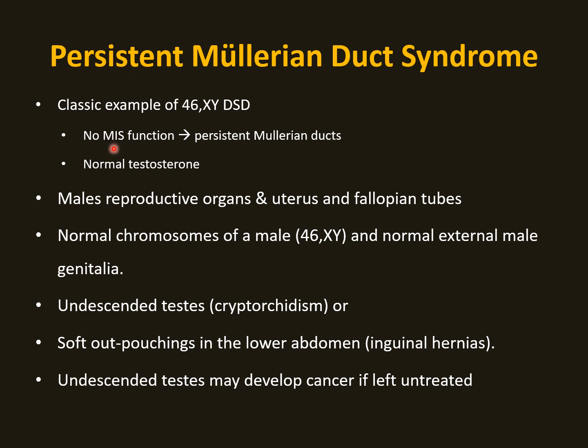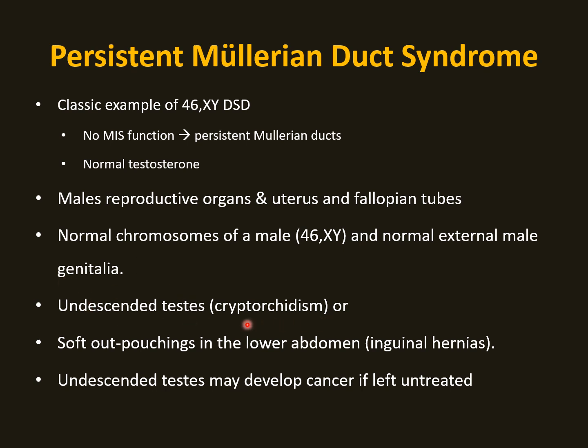It will be no MIS function. The MIS or Mullerian inhibiting substance is not functioning, and if the MIS is not functioning, what happened? The Mullerian structure will develop the uterus and fallopian, and they will have normal testosterone. Male's reproductive organs plus uterus and fallopian tubes, because the MIS is not functioning, so the uterus and fallopian will develop. Normal chromosomal study is a 46XY boy with normal external male genitalia, undescended testes.